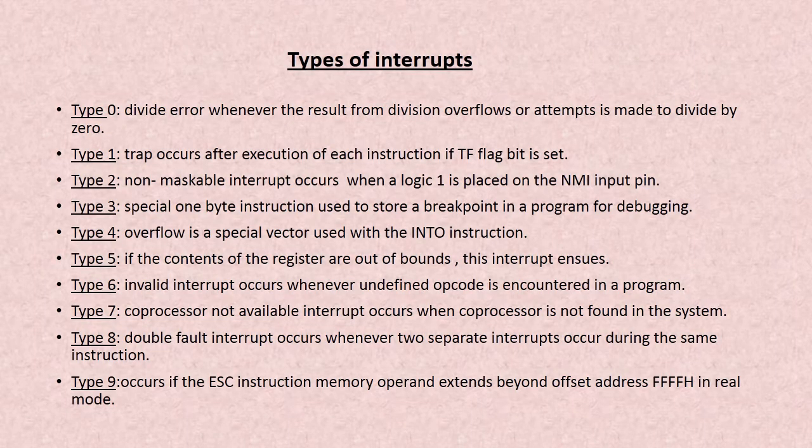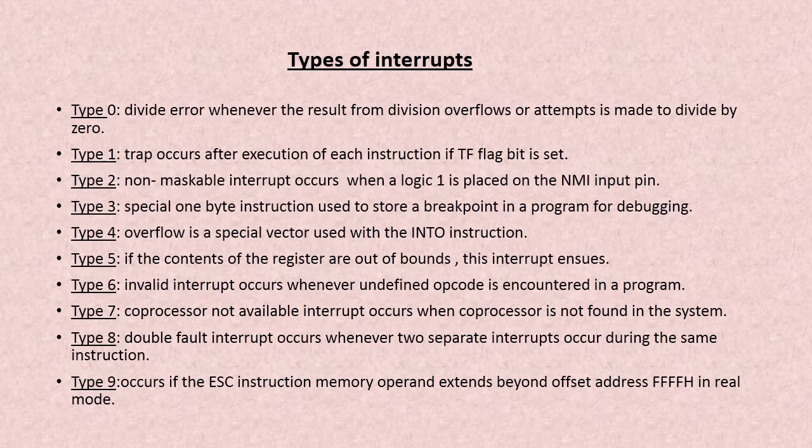In this slide, we talk about the interrupt vectors. An interrupt vector contains the address, that is segment and offset, of the interrupt service procedure. The types of interrupts are as follows. Type 0, that is divide error. Type 1, single step or trap. Type 2, non-maskable hardware interrupt. Type 3, 1-byte interrupt. Type 4, overflow.